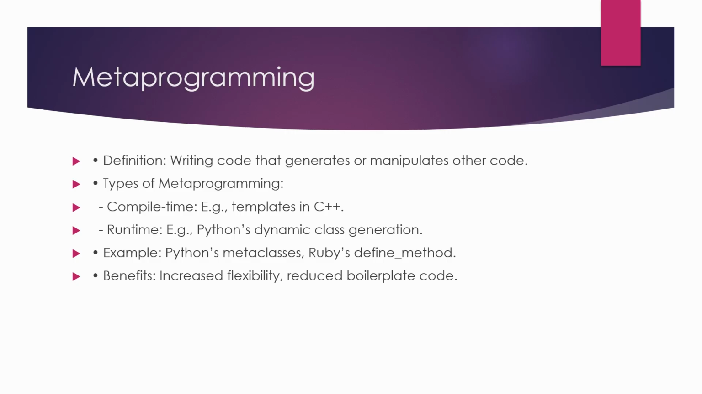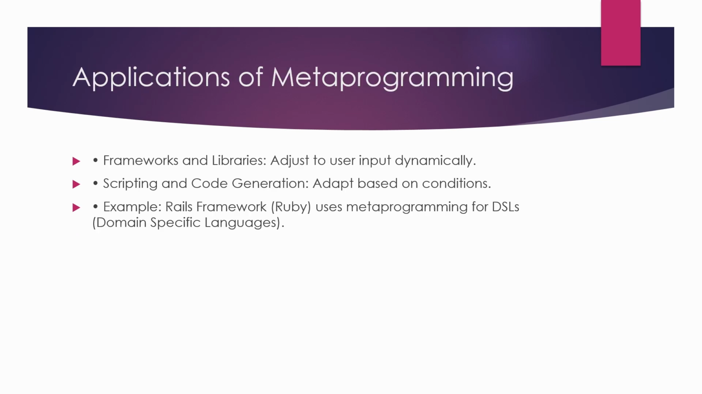At runtime, languages like Python and Ruby allow for more dynamic code manipulation, such as creating new classes or methods. The key benefit of metaprogramming is the increased flexibility it provides. It lets you write less boilerplate code and make your programs more adaptable. Metaprogramming is widely used in frameworks and libraries to adapt code dynamically based on the user's needs.